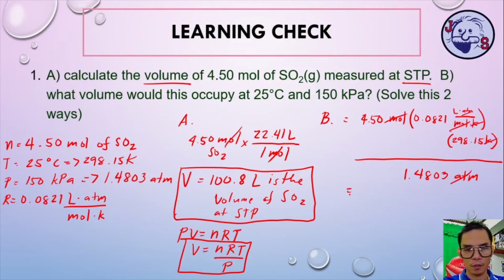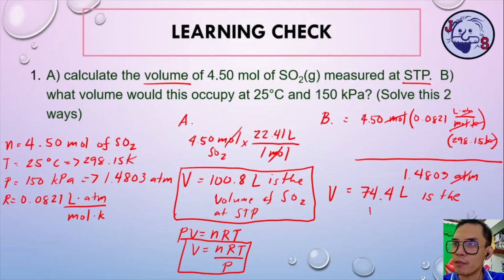So what do we get? 4.50 times 0.0821 times 298.15, so that will be 110 divided by 1.4803. So the volume is 74.4 liters. Okay, so the new volume is 74.4 liters.